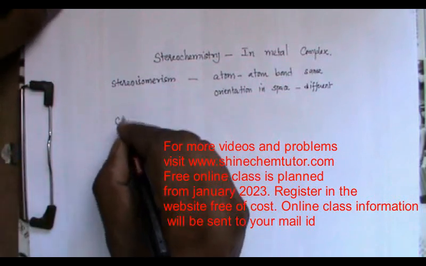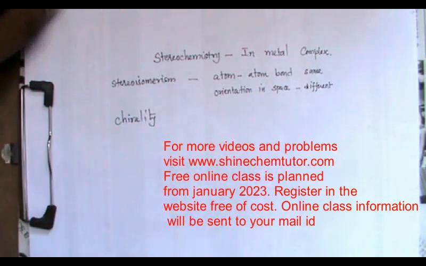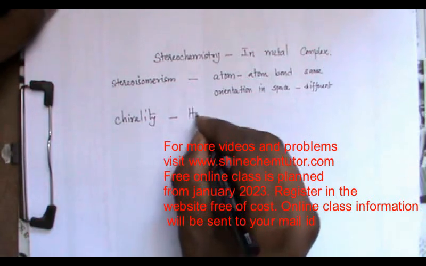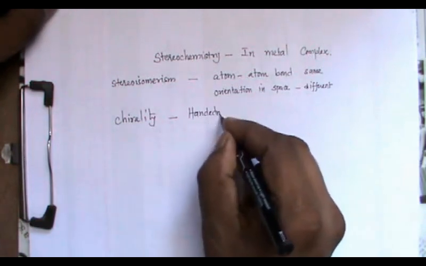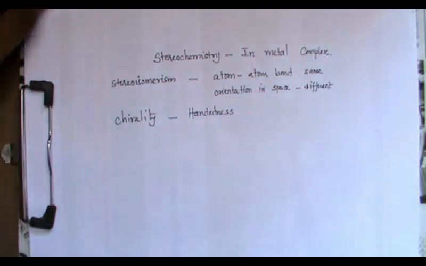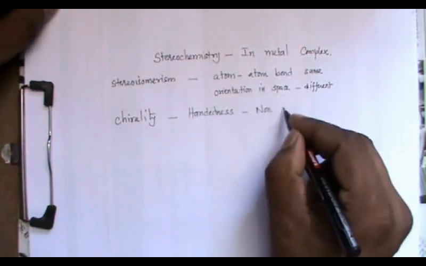The next definition is chirality or chiral compounds. The direct meaning of chirality is handedness. It is not possible to superimpose the right hand over the left hand. Similarly, for few molecules, for chiral molecules, it is not possible to superimpose the mirror image with the original molecule. That property is referred as chirality. Basically, it is non-superimposability.